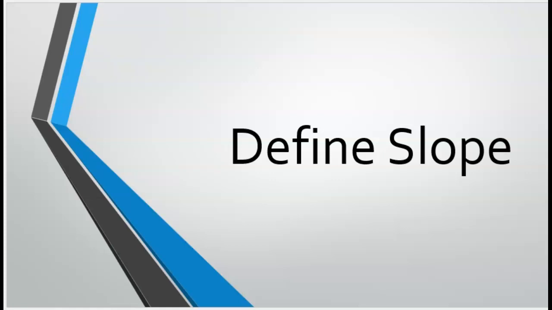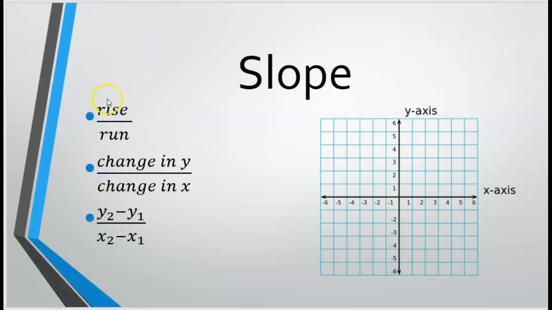Define slope. What is it? Why is it used? How is it used? Let's just talk about slope. So first of all, slope is rise over run. That's the way a lot of people think about it.